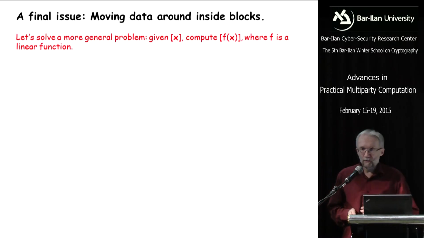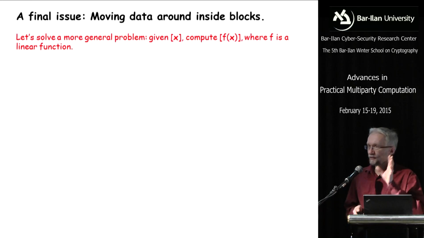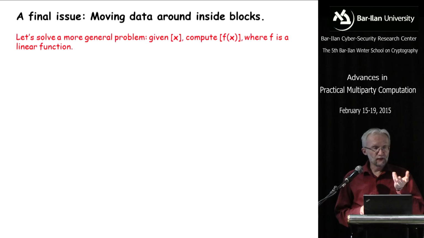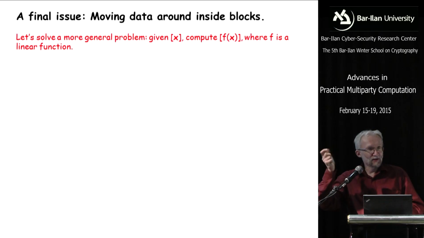Okay, so here's the more general problem. I'm given this encoding of x. I want to get an encoding of f of x, where f is a linear function. So this is actually an even more general problem. f is a publicly known linear function. Of course, any function that just permutes the bits of x is certainly a linear function.